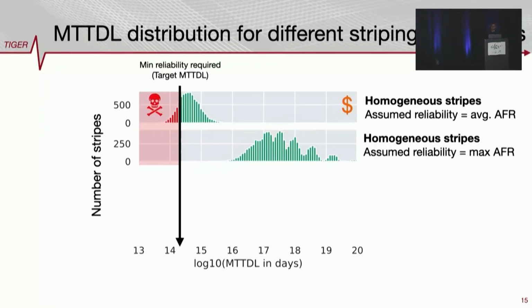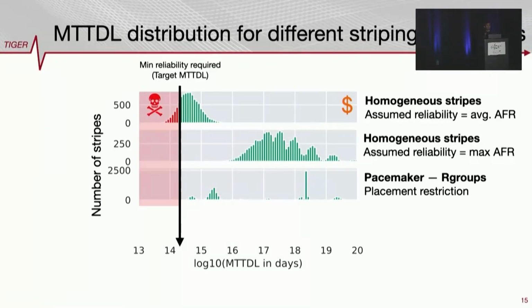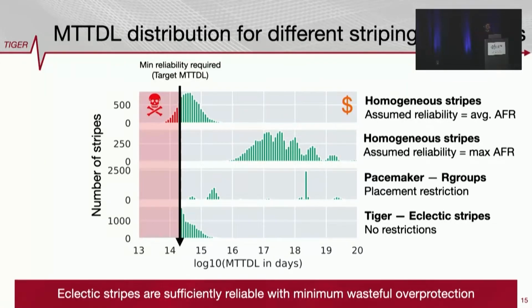This is costly. With Pacemaker, you have groups of stripes because of the different R groups, which is seen in these clusters, but there are still some clusters which are to the right, which are wasteful. With eclectic stripes, you have all stripes that are adequately reliable, and at the same time they have minimum storage overhead compared to the other striping mechanisms.